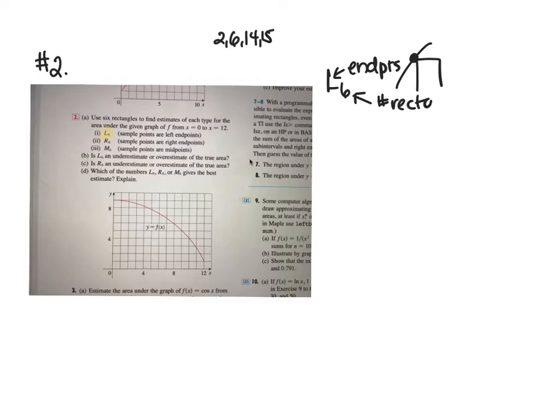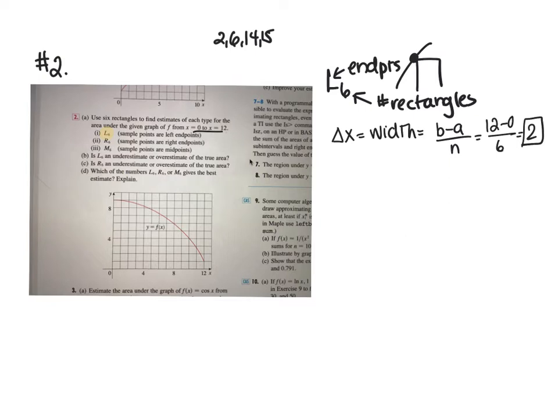And remember, my rectangles, if I'm using Riemann sum, are all going to be the same width here. So I'm going to come in here, and I need to make that quite a bit thinner in order to do that. I'm going from 0 to 12. So my change in x, which is the width of each rectangle, is going to be b minus a over n. B and a are the two endpoints, so it's 12 minus 0 over 6, since I need to make 6 rectangles, so that means the width of each of them is going to be 2.